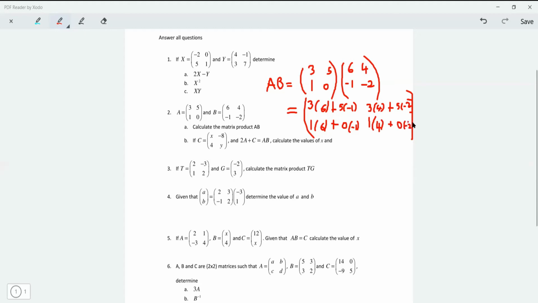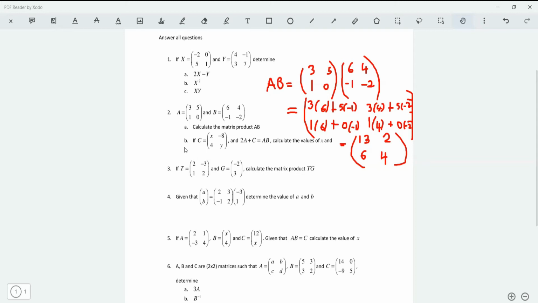And that's it. All right, so what this works out to be is that the matrix A times B will work out to be, this is now 18 minus 5, which is 13. Then this one is now 12 minus 10, which is 2. Then we have 6 plus 0 is 6. 1 times 4 is 4, plus 0 times minus 2 is 4. That's the matrix AB. All right, cool.